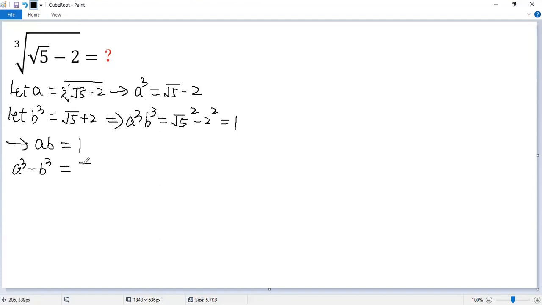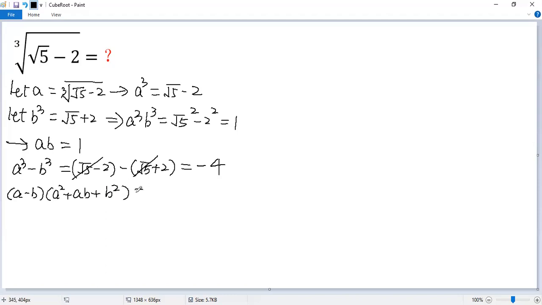So we get square root of 5 minus 2 minus square root of 5 plus 2. Square root of 5 minus square root of 5 cancel. So we get -2 minus 2, so -4. Now, left side, apply difference of cubes formula. So we get A minus B times A squared plus AB plus B squared equals -4.